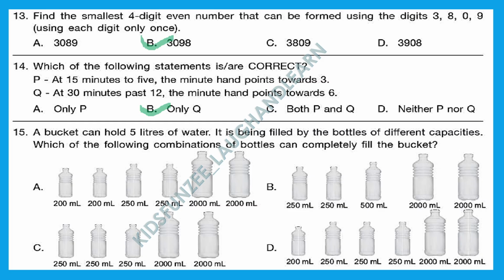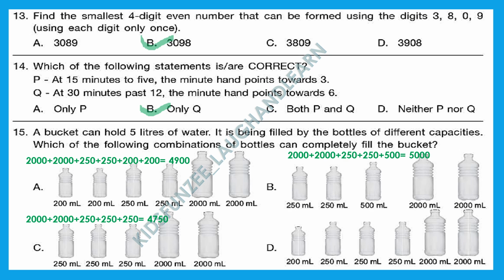Let's see. 5 liters in ml, how much would it be? It would be 5000 ml. In 1 liter we have 1000 ml. Because all the bottles here are in ml, we have to convert 5 liters also. 5 liters equal to 5000 ml. Let's now find which option gives you 5000 ml. A is going to give you 4900. B is giving you 5000 if you add all. Then C gives you 4750 and D gives you 4950. So we got our right answer. Answer is option B.